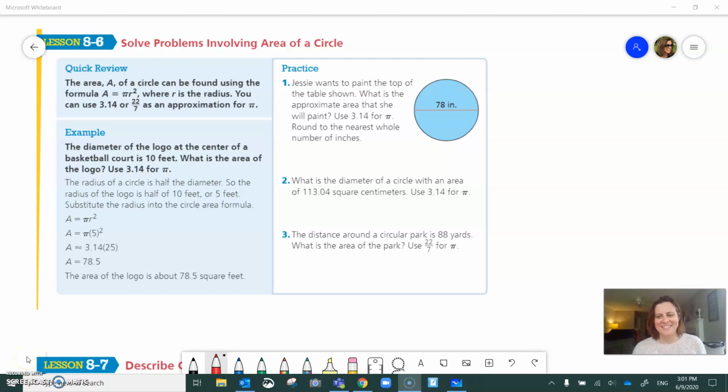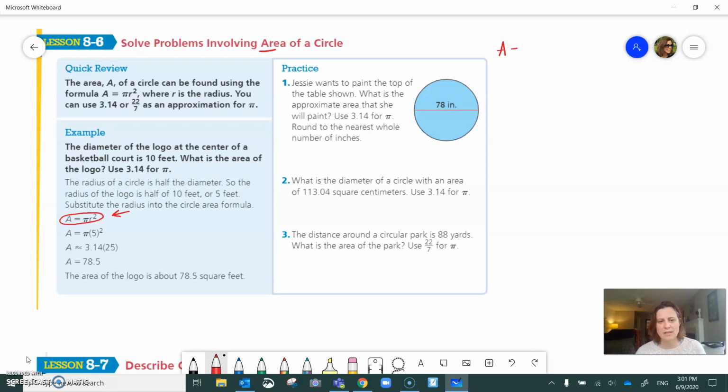All right, 8.6 review. This one is all about area, and the formula for area of a circle is right here. So that is the one that we're going to be using. Jessie wants to paint the top of the table shown. What is the approximate area that she will paint? Use 3.14 for pi, round to the nearest whole number of inches.